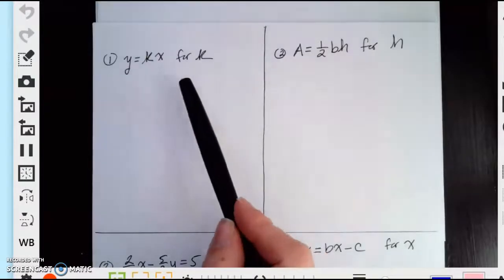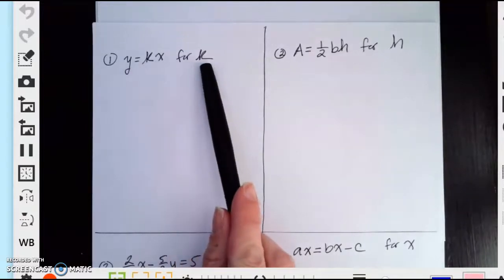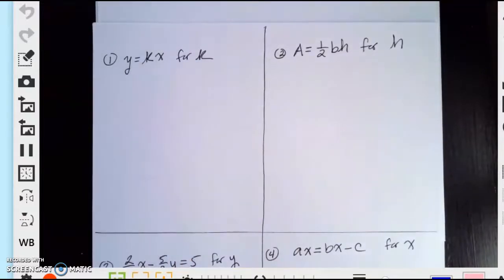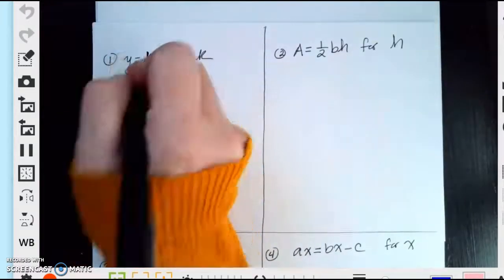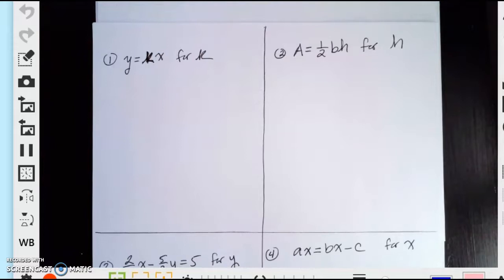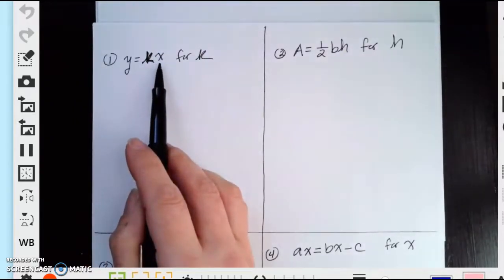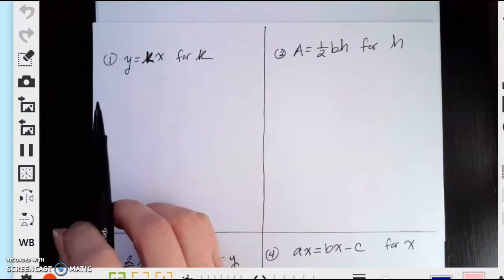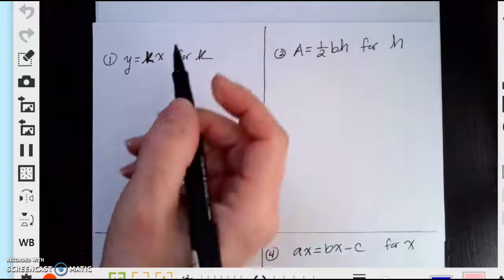All right, so I have the equation written here. Again, y equals kx, and we're solving for k. So we want to focus on the variable that we're looking for, which in this case is k, and think about what is happening to that variable. Here k is being multiplied by x. The opposite of multiplication is division. So instead of multiplying by x, we will divide by x.